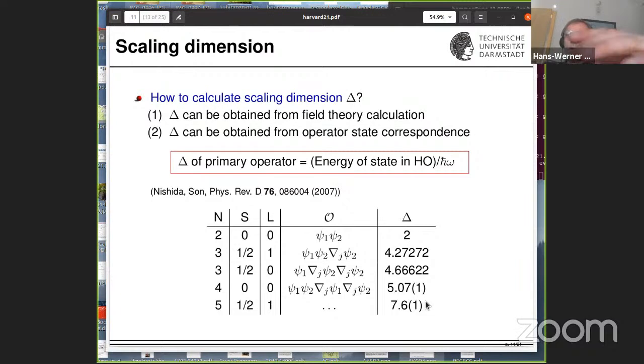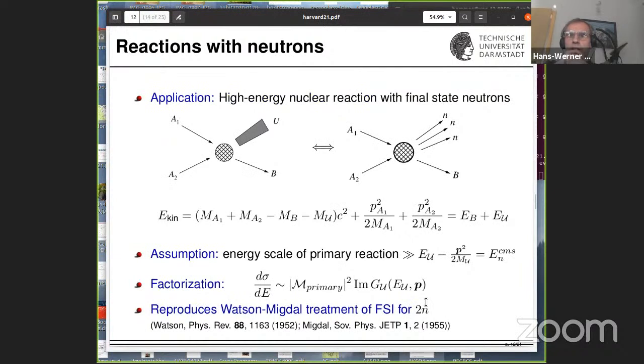So there you already see the universality at work. Now, the application I want to discuss is a high energy nuclear reaction with final state neutrons. So assume you have two particles coming in and let's assume they are non-relativistic. Doesn't have to be the case since we only need this particle, this unparticle, to be non-relativistic. But for nuclear reactions, typically, this is a good assumption.